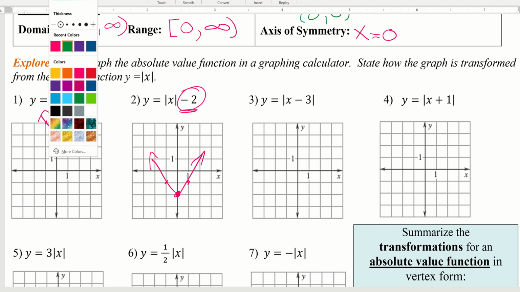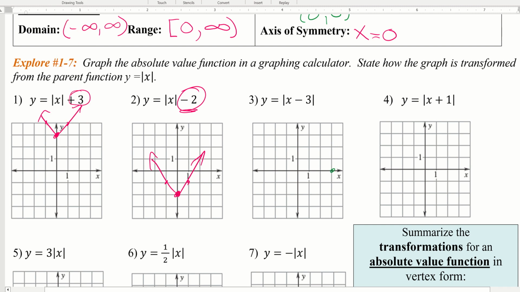Right? So it's inside the absolute value. So we would think -3, right? But it's a little bit tricky on the inside. This one actually comes to the right 3. And this one, again, our first thought would be to come to the right 1, but it actually is opposite of what we would initially think.